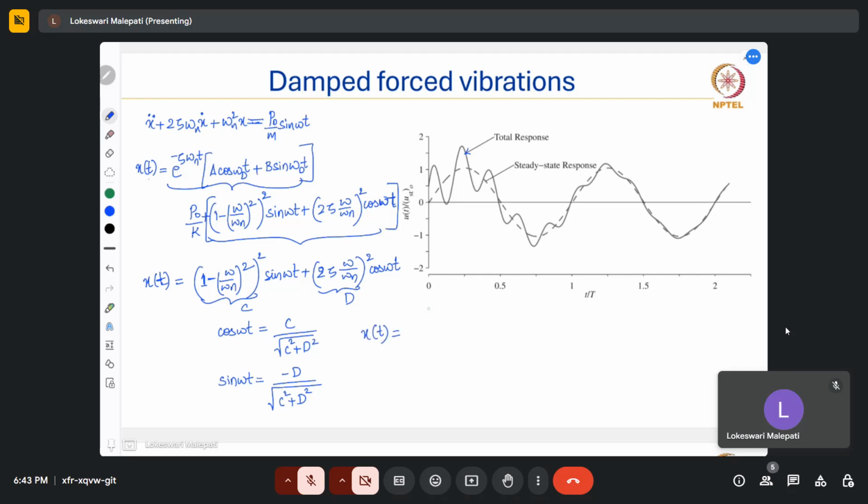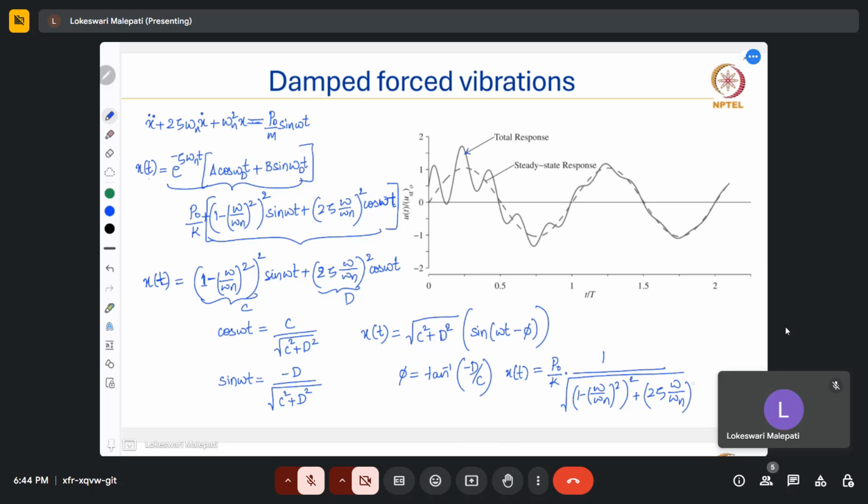This x of t can be simplified as square root of C square plus D square, sine of omega t minus phi, where phi is equal to tan inverse of minus D by C. Hence the whole equation will be x of t is equal to P naught by K multiplied by 1 by square root of 1 minus omega by omega n the whole square plus 2 zeta omega by omega n the whole square, multiplied by sine omega t minus phi.